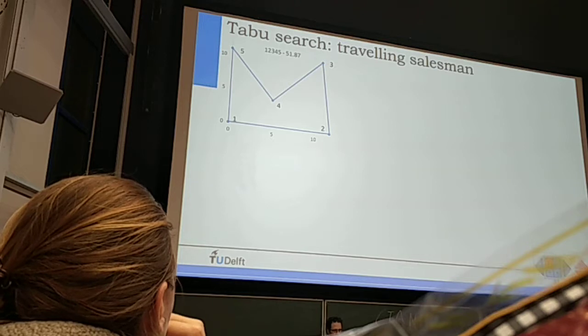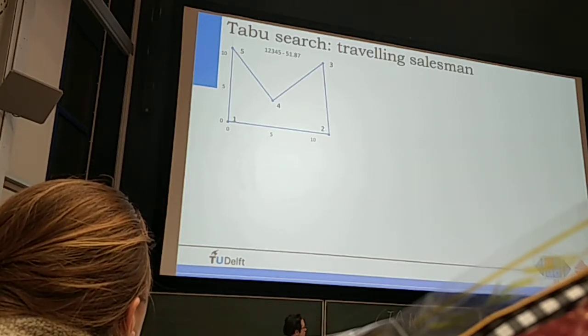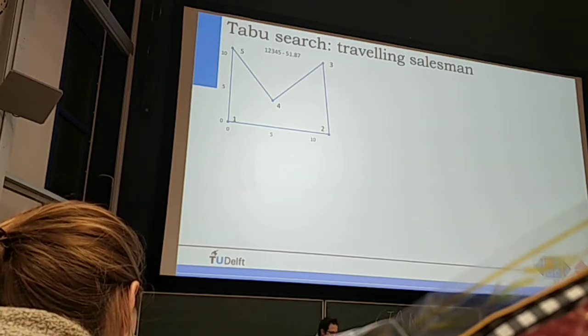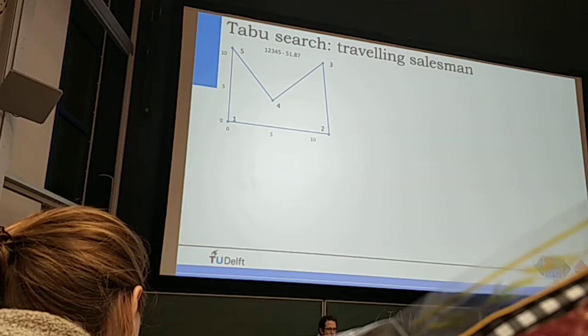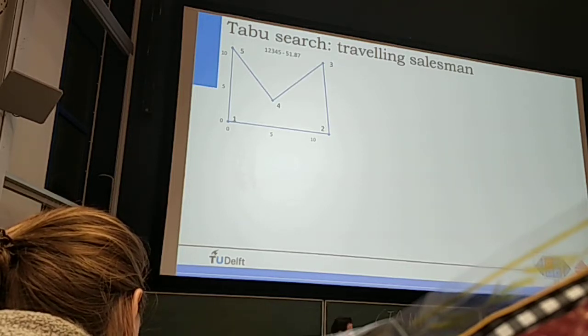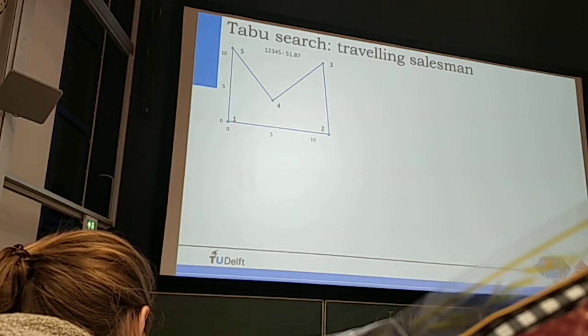And our initial solution is going from 1 to 2 to 3 to 4 to 5, and then it goes back to 1. So in the book they have 1, 2, 3, 4, 5, 1. I left out the 1 because we always have to go back to 1. And in this case, our initial solution has a value of 51.87. So this route has a total distance of 51.87, and now we want to minimize that.